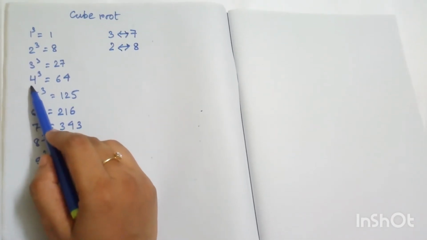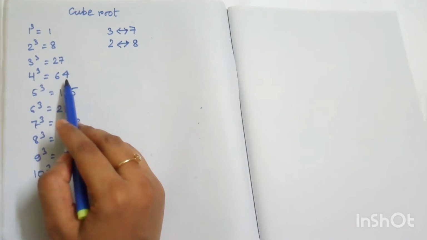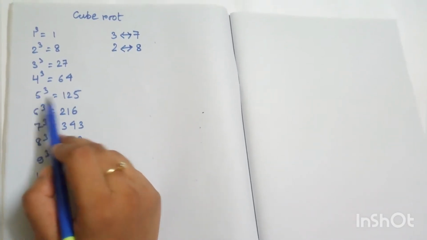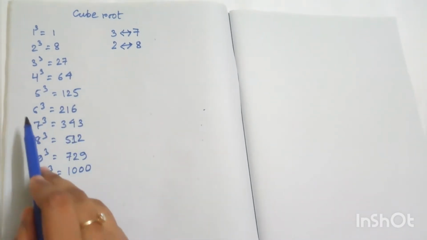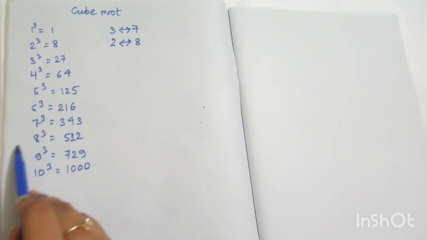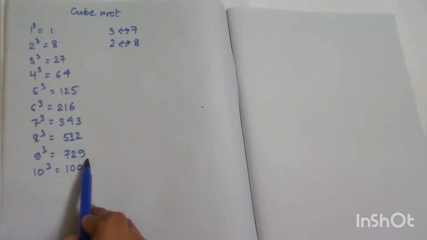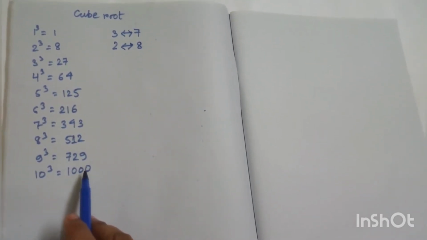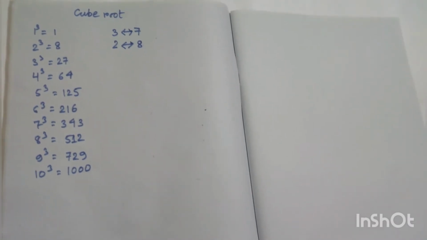Here 4, we will get 4 in the unit place. 5 we will get 5, 6 we will get 6, 9 we will get 9 and 0 we will get 0. So first, take an example.